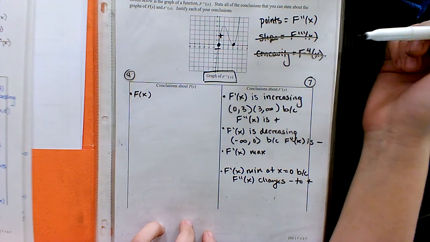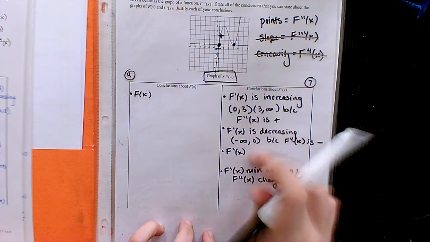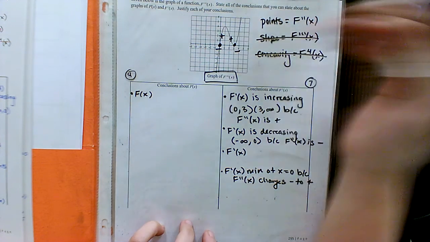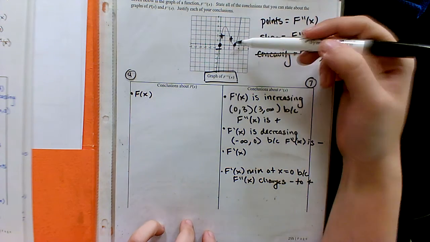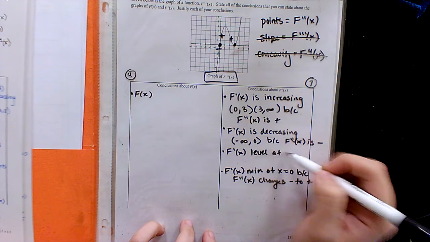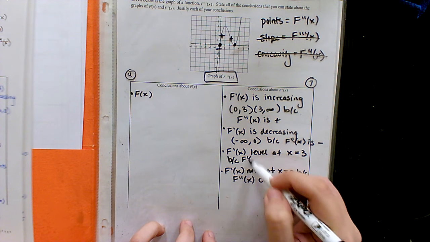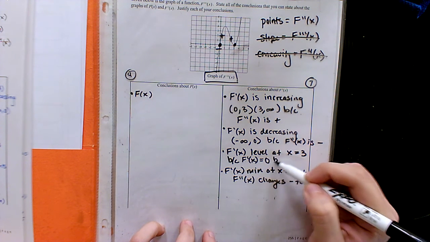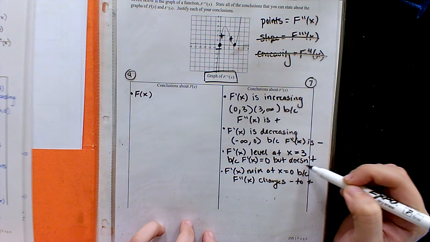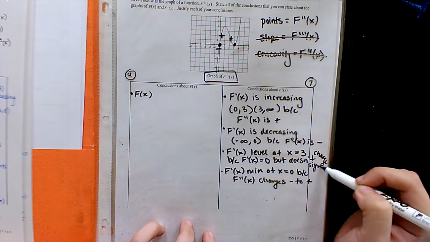What about 3? Is it a max? No, because we'd have to change from positive to negative, and that doesn't happen. So what is the first derivative at 3? Level at x equals 3, because the first derivative equals 0, but doesn't change sign.